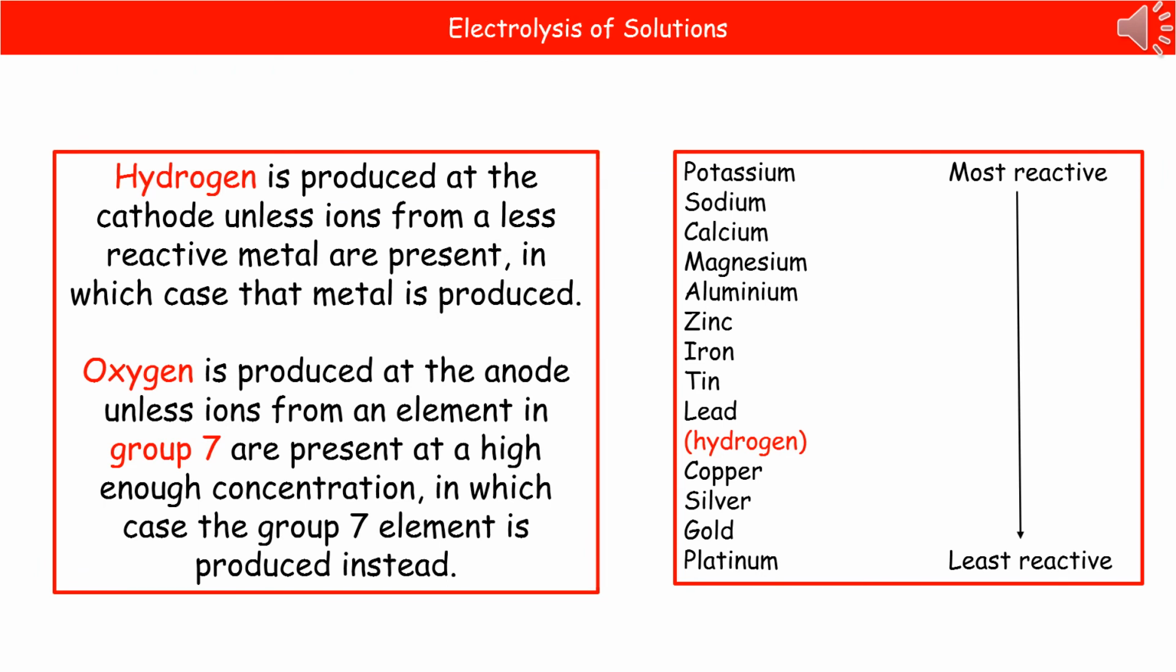When we're working out what's made at the anode and what's made at the cathode, we've got to remember a couple of rules. First one, hydrogen is always produced at the cathode unless ions from a less reactive metal are present, so they're the ones under hydrogen on the right, and oxygen is produced at the anode unless ions from an element in group 7 are present.